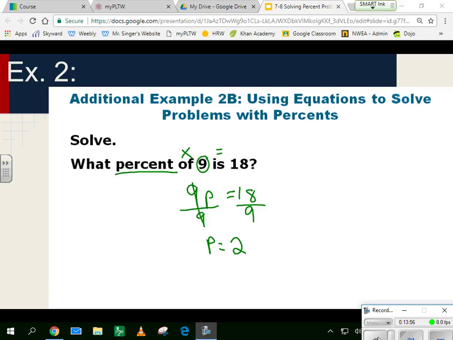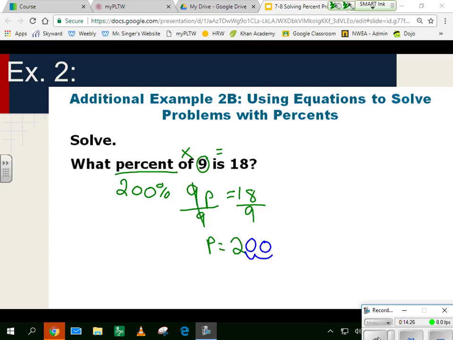Remember, percent means out of 100. So we still have to make this out of 100. So how many times do we have to move the decimal point to the right? That would be twice. So when I do that, what do I put as placeholders here? I put 2 zeros. So the percent is actually 200%. Okay, and that may seem tricky to you, but we're looking for 9 times something equaling 18. 18 is a bigger number.